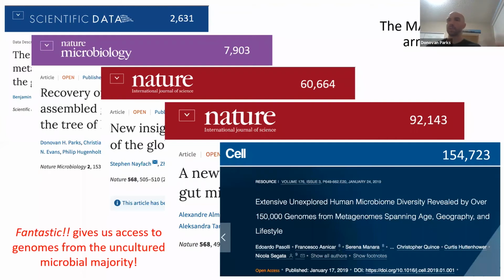Now, of course, on the whole, this is great news, right? This is basically giving us access to the uncultivated microbial majority at the genome level. We've known that there's all this hidden diversity for a long time by looking at 16S sequences, but now we actually have their genomes, which provide us with much more information about what these organisms are doing.